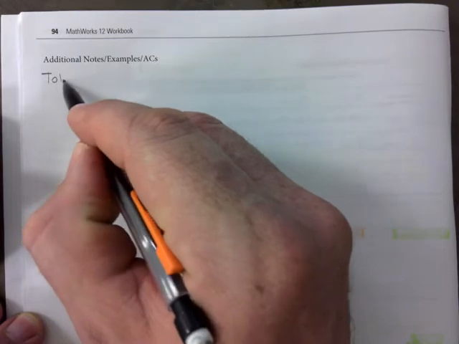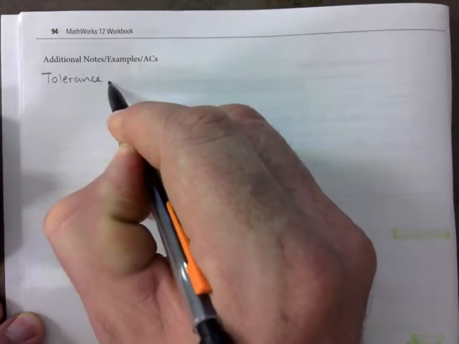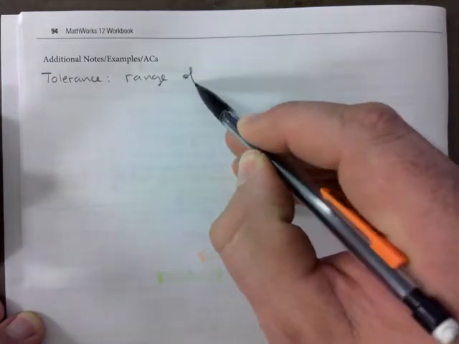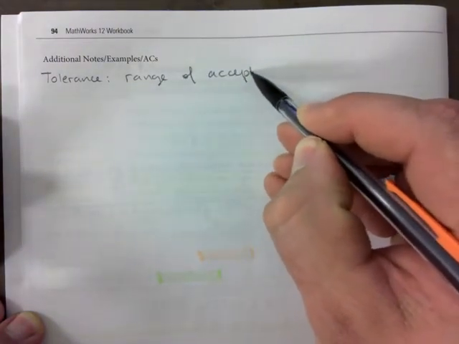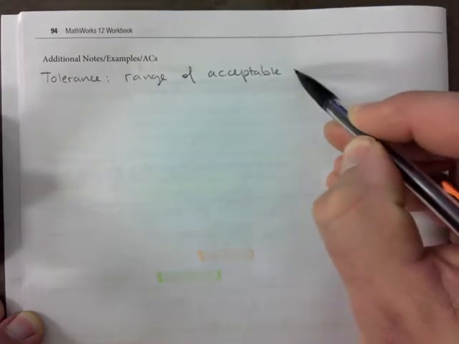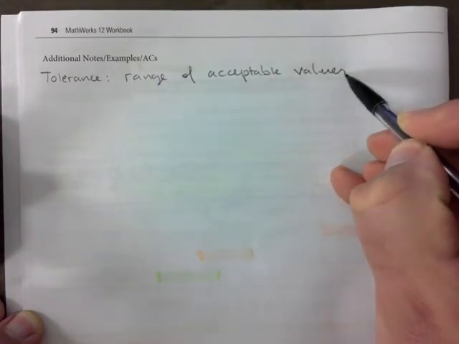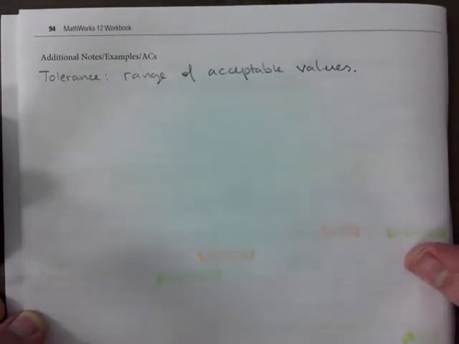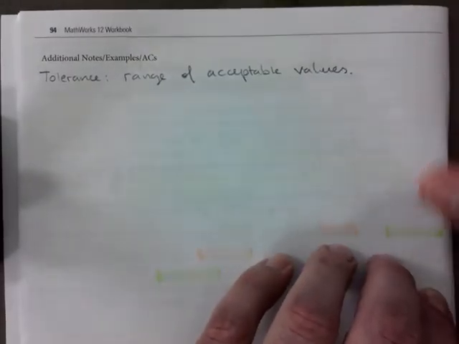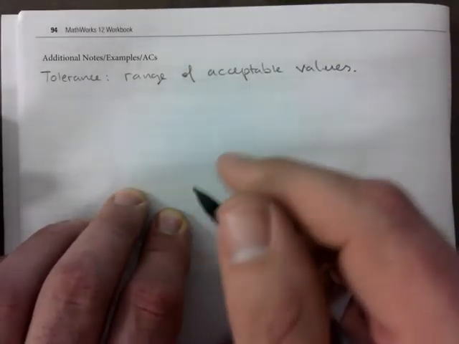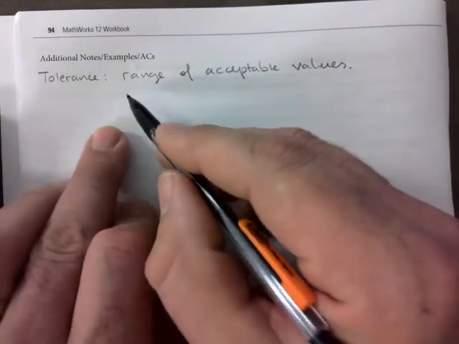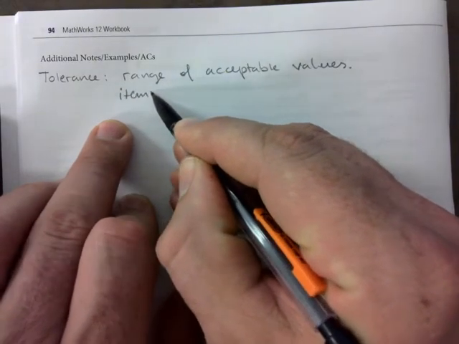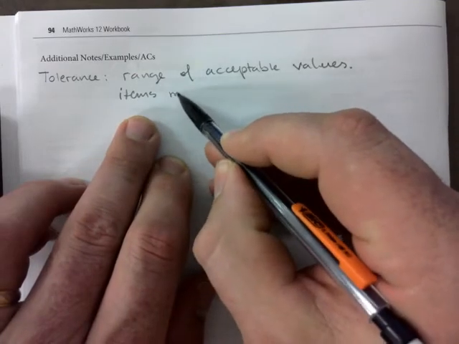Here's tolerance one more time. Range of acceptable values. Sometimes it's the range of values that will still allow that piece to be used for its intended purpose. Right? But another way to talk about it: items measured.